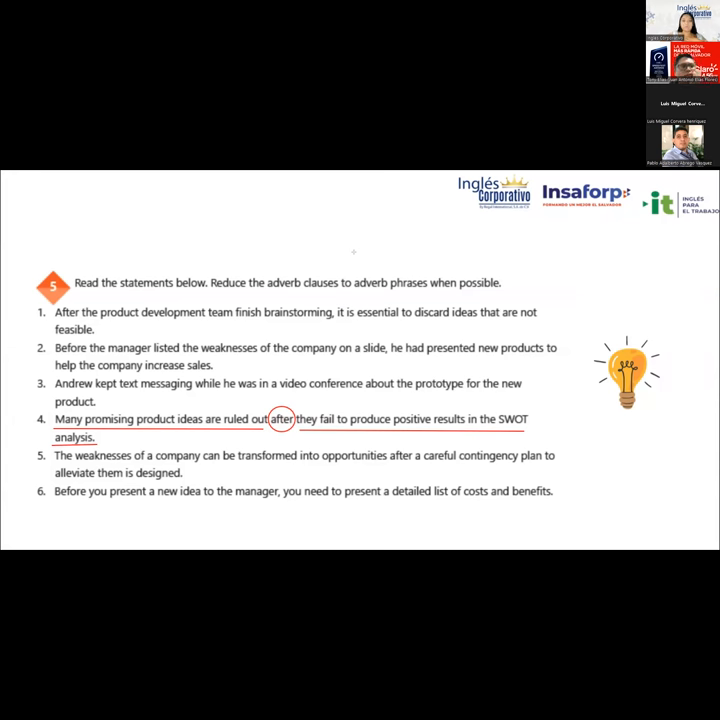Okay, and then many promising product ideas are ruled out after failing to produce positive results in the SWOT analysis. Correct. Only delete the day. This is the only option. Correct. Yes, you just delete this, and you add the ing.